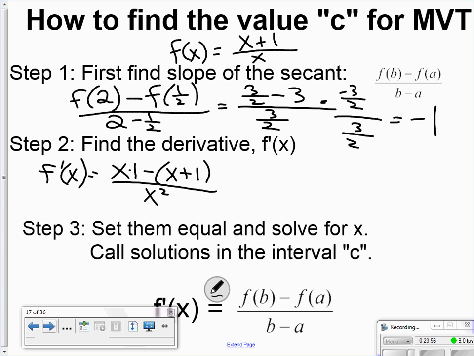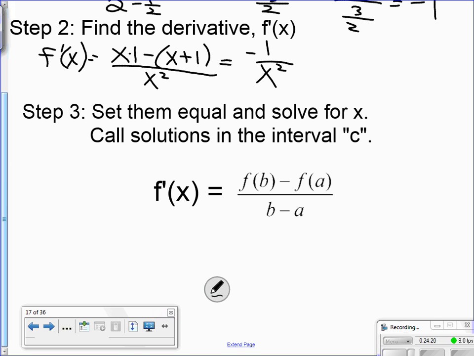What's the numerator after you distribute that negative? 1 or negative 1? Negative 1. So our derivative is negative 1 over x squared, right? So that gives us the slope of the tangent. We're trying to find out where the slope of the tangent equals the slope of the secant. So the next thing you do is set them equal to each other. You take your derivative, negative 1 over x squared, and set it equal to your slope of your secant, which will always be a number when you do it. It'll be some fraction or whatever.